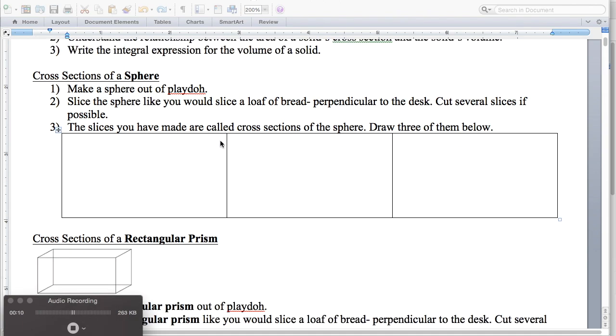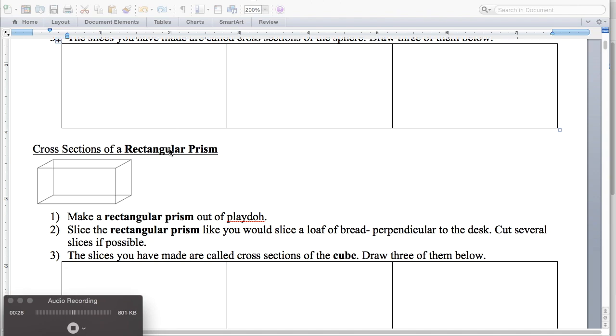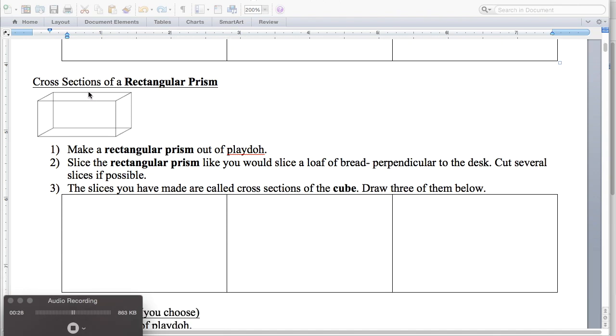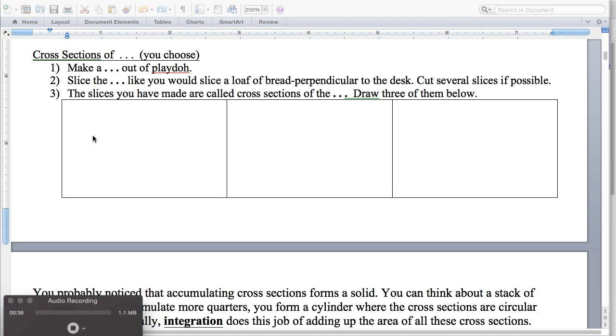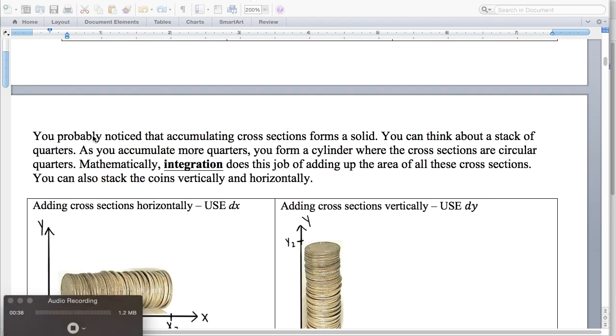So I just went over the cross-section part. We can't do the Play-Doh activity here, but hopefully you got the point as to what a cross-section is. Here, as a quick fill-in for your notes, the cross-section of a sphere would be circles. For a rectangular prism, if I cut it straight down here, then I'll get a square as a cross-section.